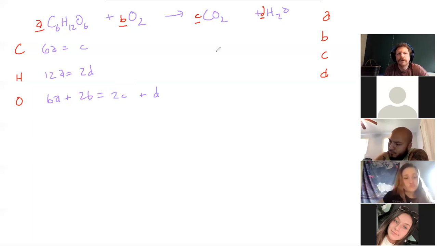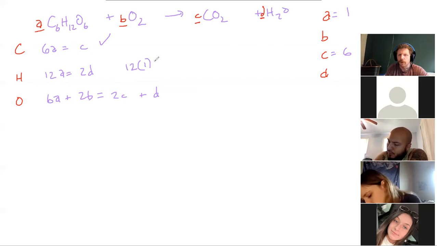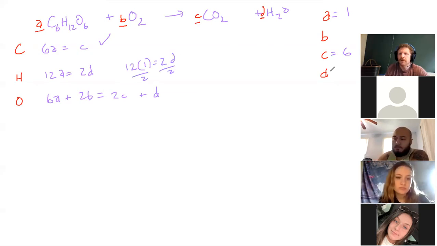Okay. So A equals 1. Whenever I know that, C equals 6. Check. Okay, 12A equals 2D. 12 times 1 equals 2D. Divide by 2. Divide by 2. D equals 6.